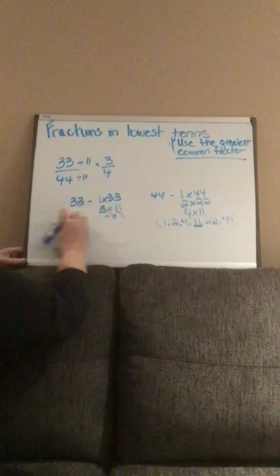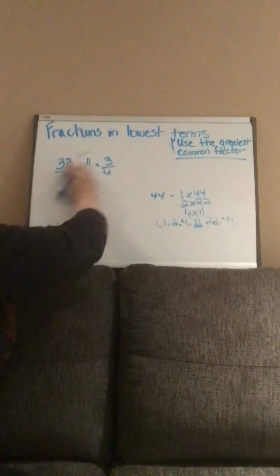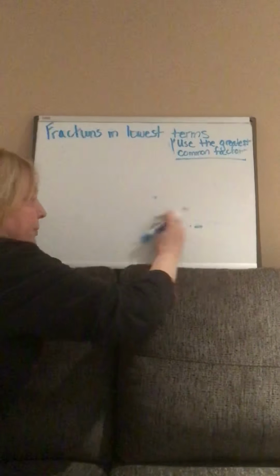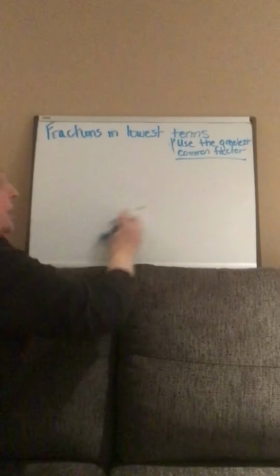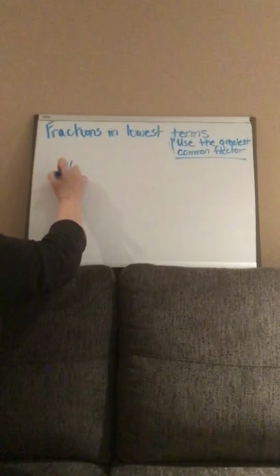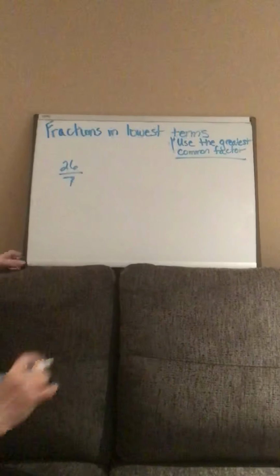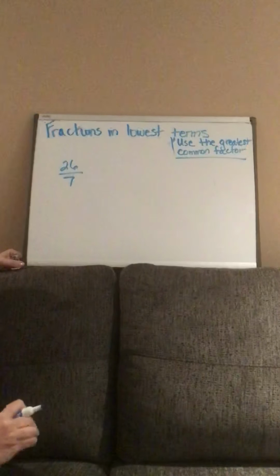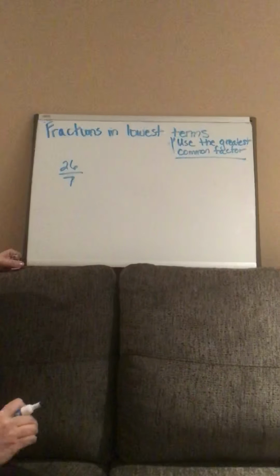This is where that greatest common factor comes into play. Use your multiplication chart to help you. Finally, when we change, for example, let's say we had 26 over 7, and I want to put that into lowest terms, well, I do the exact same thing that I've done before.